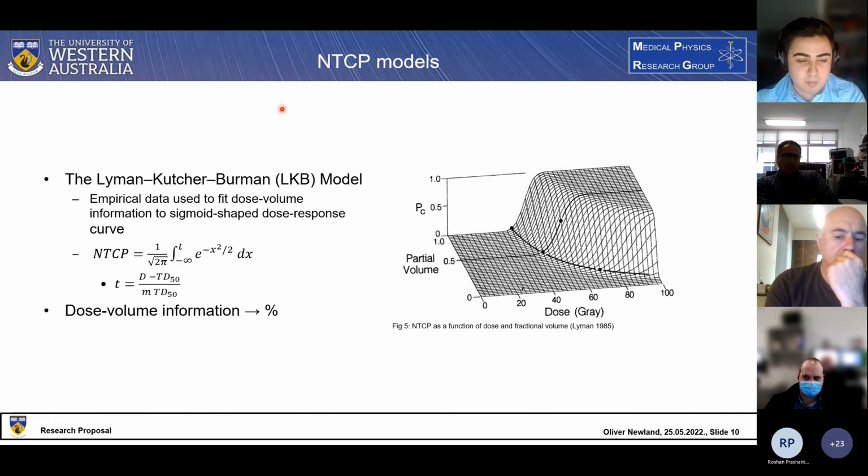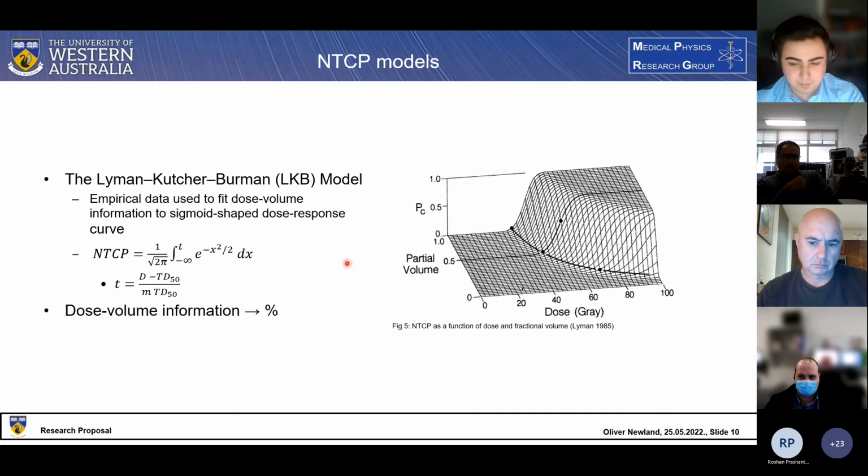Now, the NTCP model which I'll be using is the LKB model. It basically uses empirical data to fit the dose volume information to a dose response curve. So here's the simplest expression for NTCP, and the TD50 and the m are the fitting parameters. If we look to the right here, if this line is a dose volume histogram, we can see that for this patient anyway, they would have a really low probability of experiencing complications.